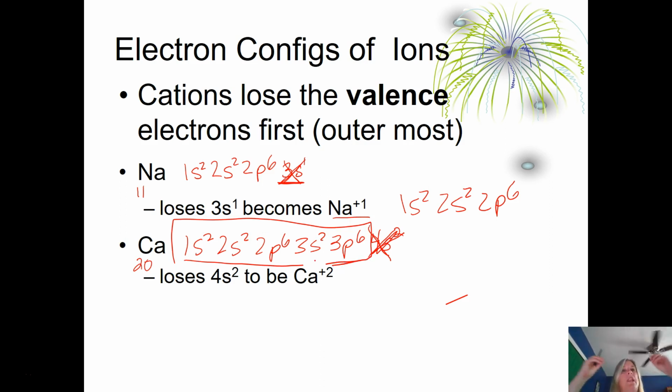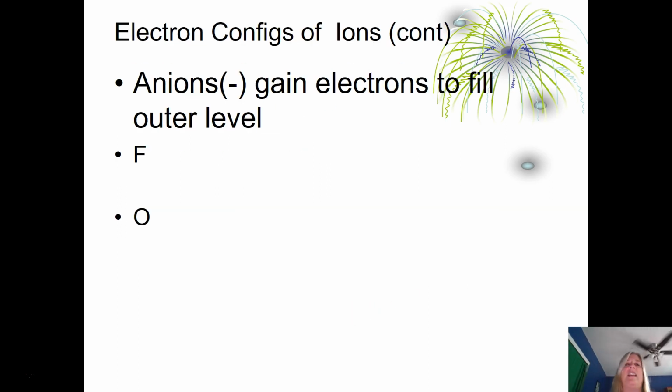So remember, +1 means get rid of 1. +2 means get rid of 2. +3 means get rid of 3. I know, a plus is a minus. Go figure. All right, let's do anions, because we can also gain electrons to fill that outer shell. Let's take a look at fluorine. On the periodic table, fluorine is number 9. That's its atomic number. So we have to fill our 9 electrons.